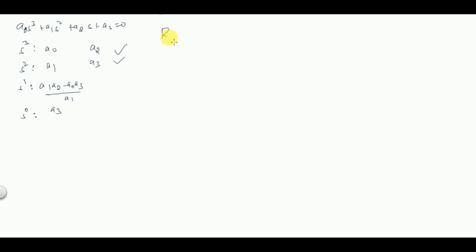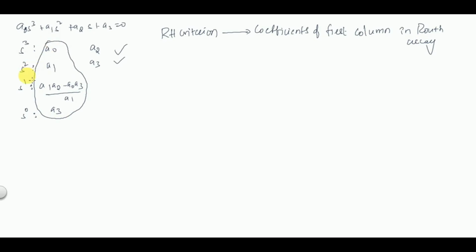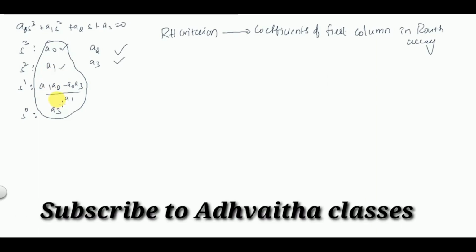So the RH criterion to comment on stability depends on the coefficients of the first column in our Routh array. These are the first column coefficients. You will get some values for a0, a1, depending on whether a0 is positive or negative. So you'll get some positive and negative terms, maybe all positive, maybe some positive and some negative. Based on whether they are positive or negative, we can comment on the stability using the RH criterion. I'll write the two important points.